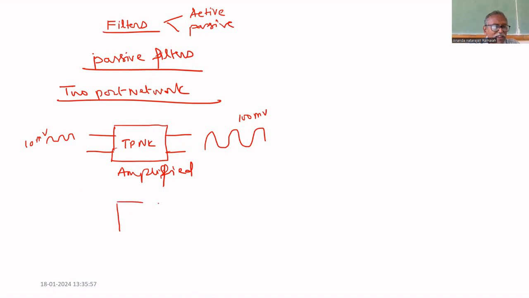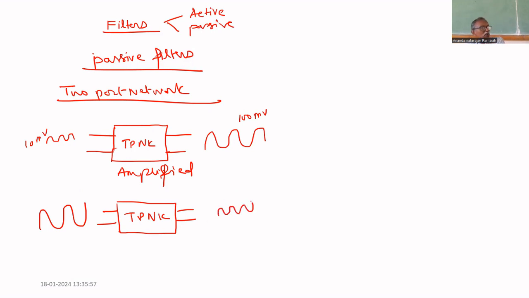Another two-port network I am having. Same two-port network, it means two input terminals and two output terminals. In that, I am giving an input signal. Here, its amplitude is decreased. Amplitude of the input signal is decreased. Then it is called an attenuator. It attenuates its amplitude. So if the amplitude decreases, then the circuit is called an attenuator.